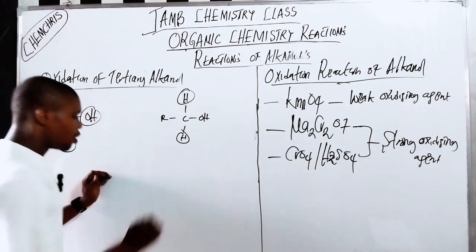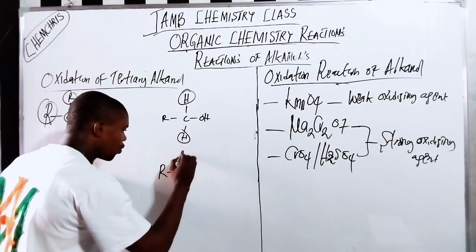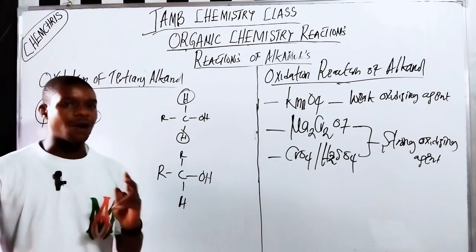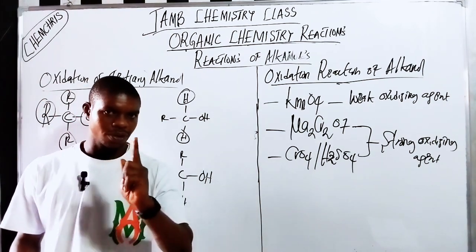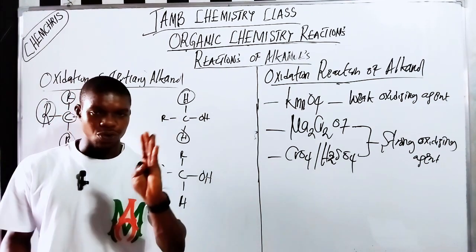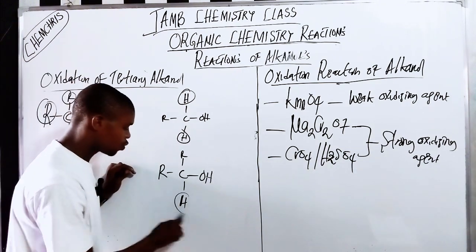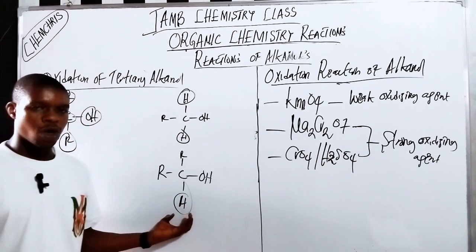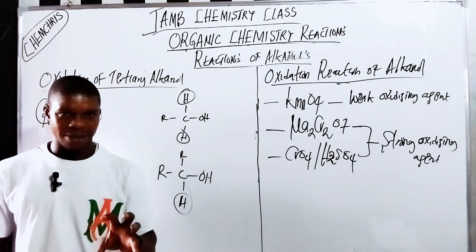Now, if you look at secondary alcohol, it can only be oxidized once, to a ketone. Do you know the reason why? Because it has only one hydrogen. Do you understand? It has only one hydrogen. So that is the reason why.